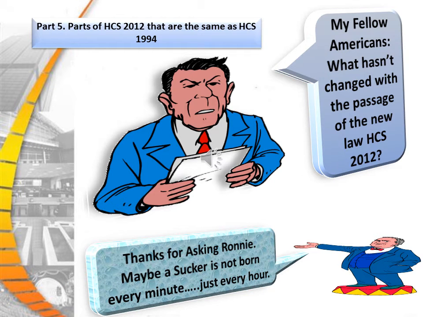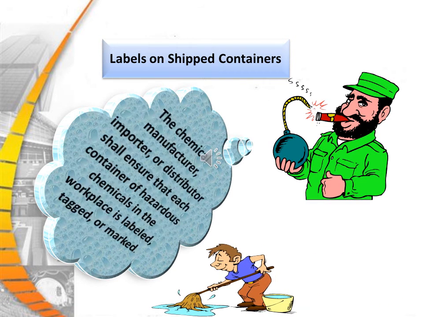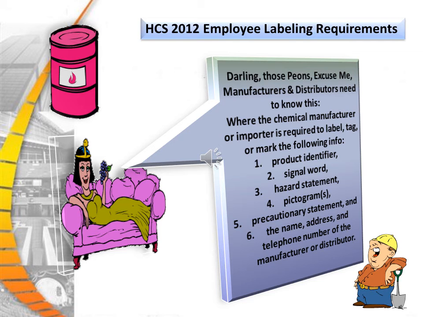Part 5. Parts of HCS 2012 that are the same as HCS 1994. Labels on shipped containers. The chemical manufacturer, importer, or distributor shall ensure that each container of hazardous chemicals in the workplace is labeled, tagged, and marked. Manufacturers and distributors need to know this.